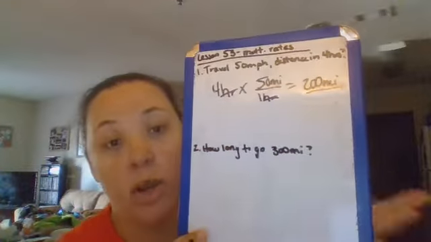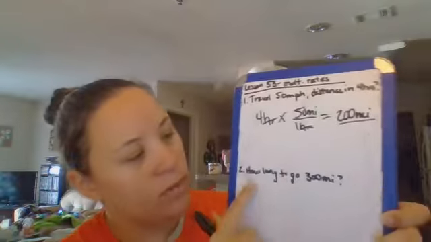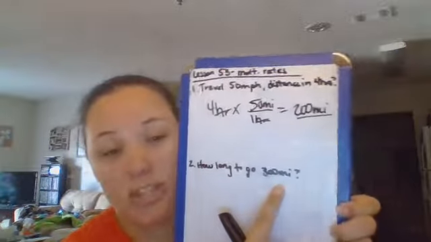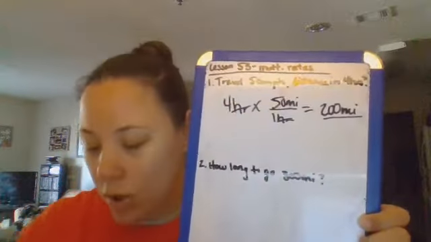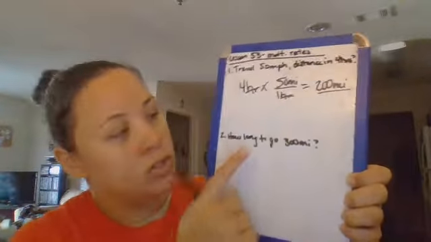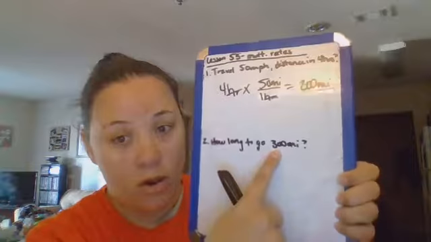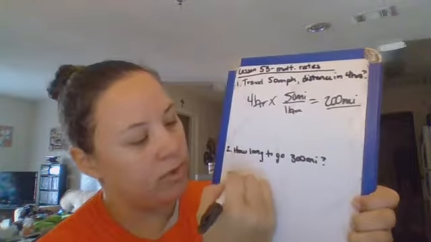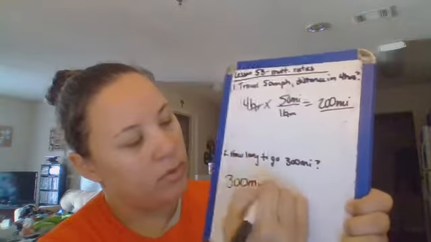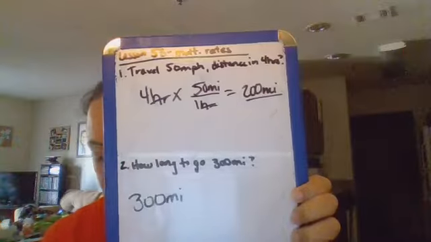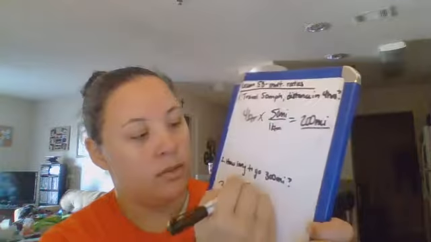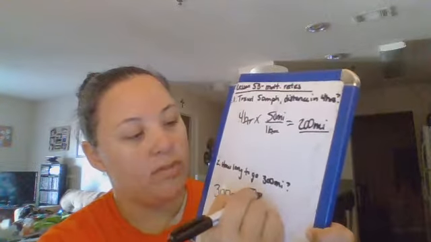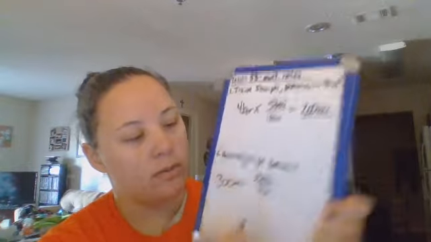All right, so then knowing we're still going 50 miles an hour, they want to know how long it would take us to go 300 miles. We know it takes 4 hours to go 200 miles, but how many hours does it take to go 300 miles? So again, we're trying to figure out how long it's going to take for 300 miles. So we write that down. We have 300 miles, and we know that we're going 50 miles in 1 hour.